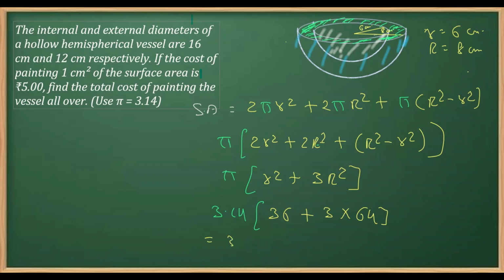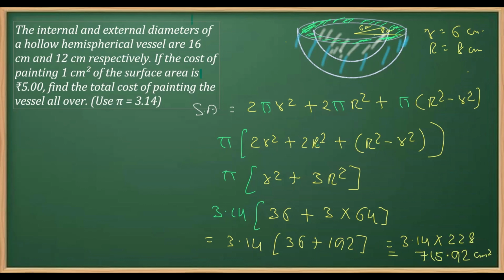Now further simplifying, this is 3.14 times 36, and we'll be multiplying 64 with 3. So 64 into 3 is 192. And therefore the final part of this is 3.14 times 192 plus 36, which is 228, sorry. So on calculating this, what we are getting is 715.92. And the unit is centimeter square.